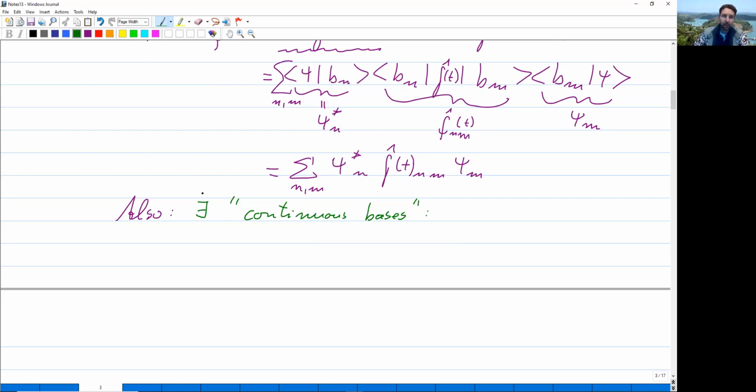Okay, so there exist continuous bases, and let's call them, for example, a basis of vectors C with an index that we may call lambda.